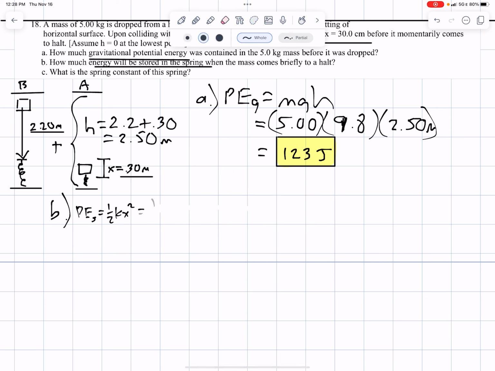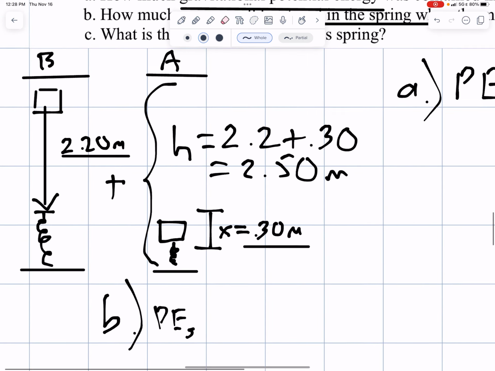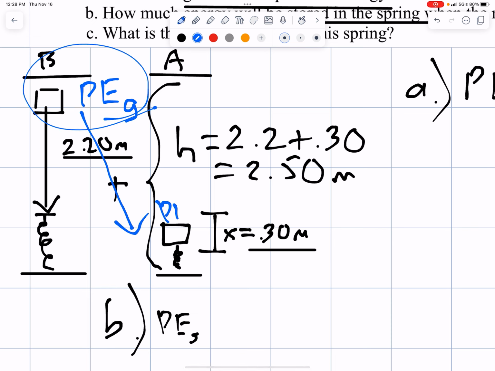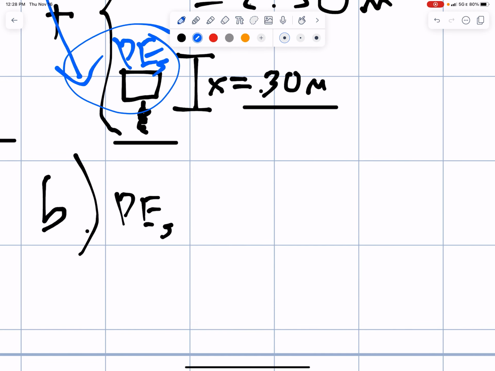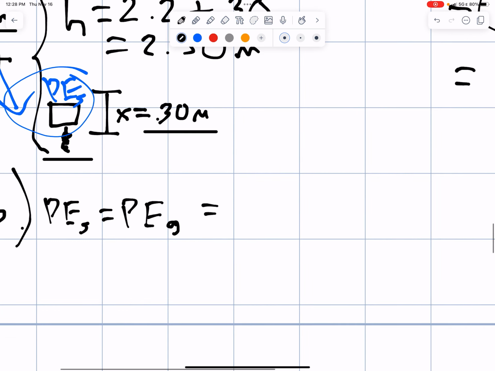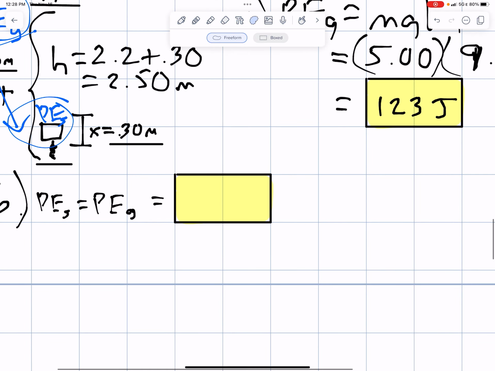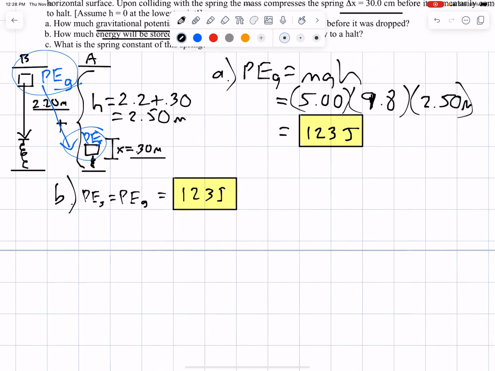Instead of plugging directly into this equation, what we should realize is that the total energy, I'm going to do this in a different color so you can see it, the total gravitational potential energy at the highest point becomes the spring potential energy when it is fully compressed, meaning the spring potential energy indirectly is the gravitational potential energy, which we just found. This is using the law of conservation of energy. Remember belly flop Benny? And you'll notice it's also 123 joules.